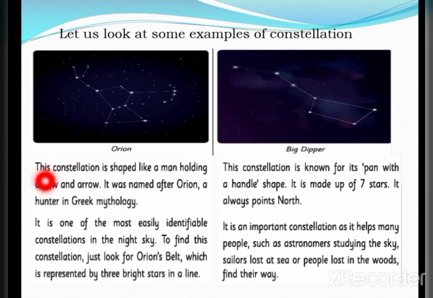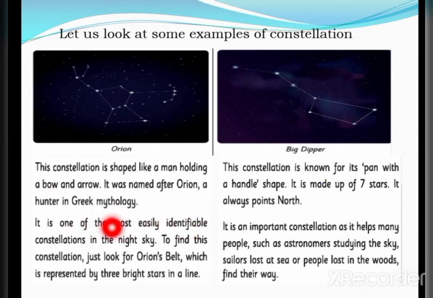Yes, Orion. This constellation is shaped like a man holding a bow and arrow. It was named after Orion, a hunter in Greek mythology. It is one of the most easily identifiable constellations in the night sky.